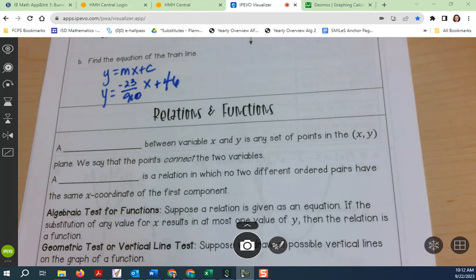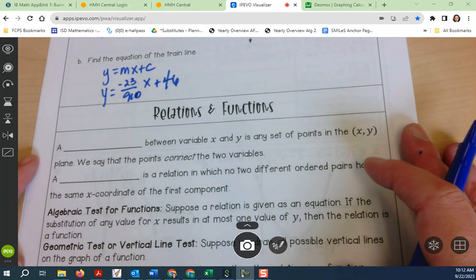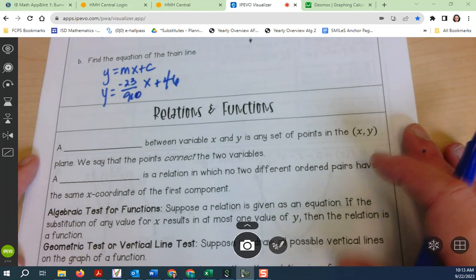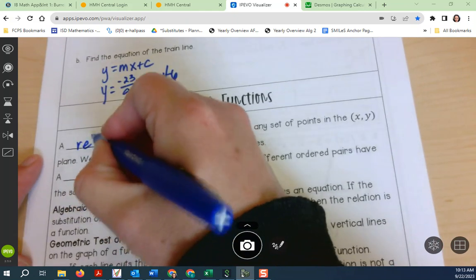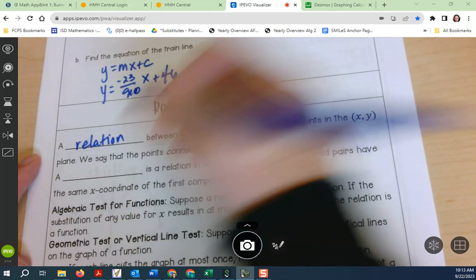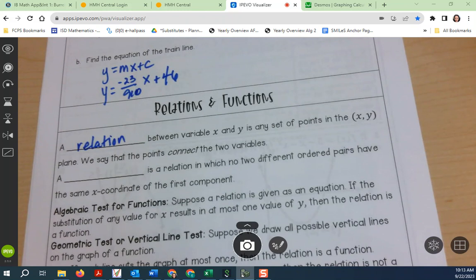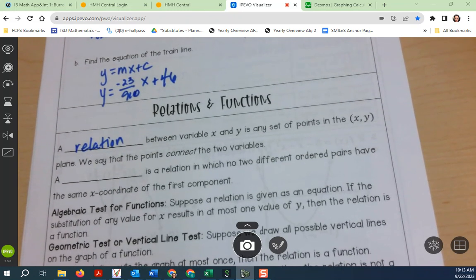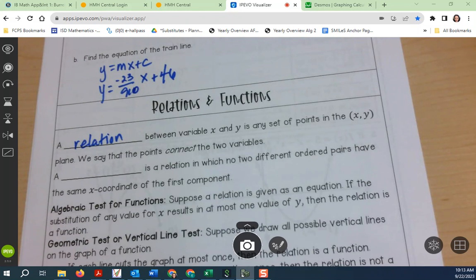Okay, so relations and functions. Relation is the more general term. A relation between a variable x and y is any set of points (x, y) in the plane. So they don't even have to have a rule to them. They can still be a relation if they're any set of points in that xy plane. And we say that those points connect the two variables, the connection between x and y.